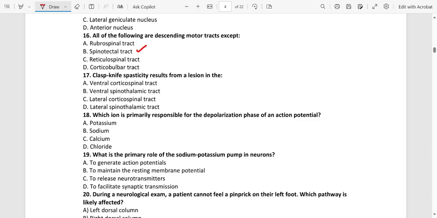Now specifically the clasp knife spasticity. There is injury to the upper motor neuron, and specifically it affects the lateral corticospinal. Remember, what does the lateral corticospinal do? It carries pain and the temperature. Remember, the anterior is touch and pressure. So this lateral corticospinal tract has been injured. And the way it's named, the clasp knife, is specifically the way the symptoms are.